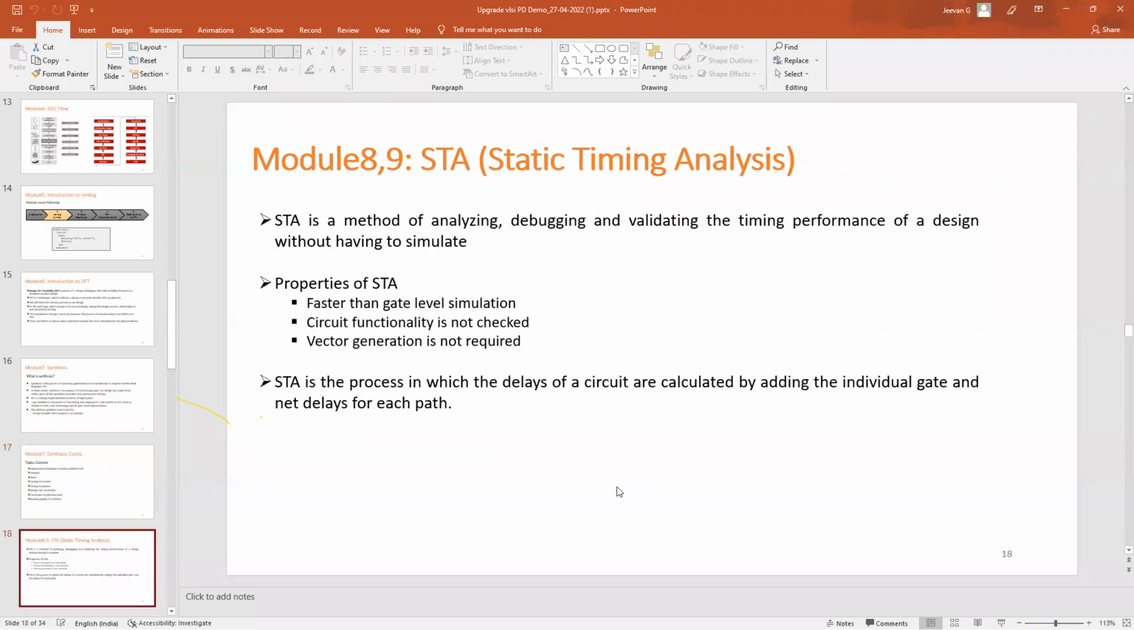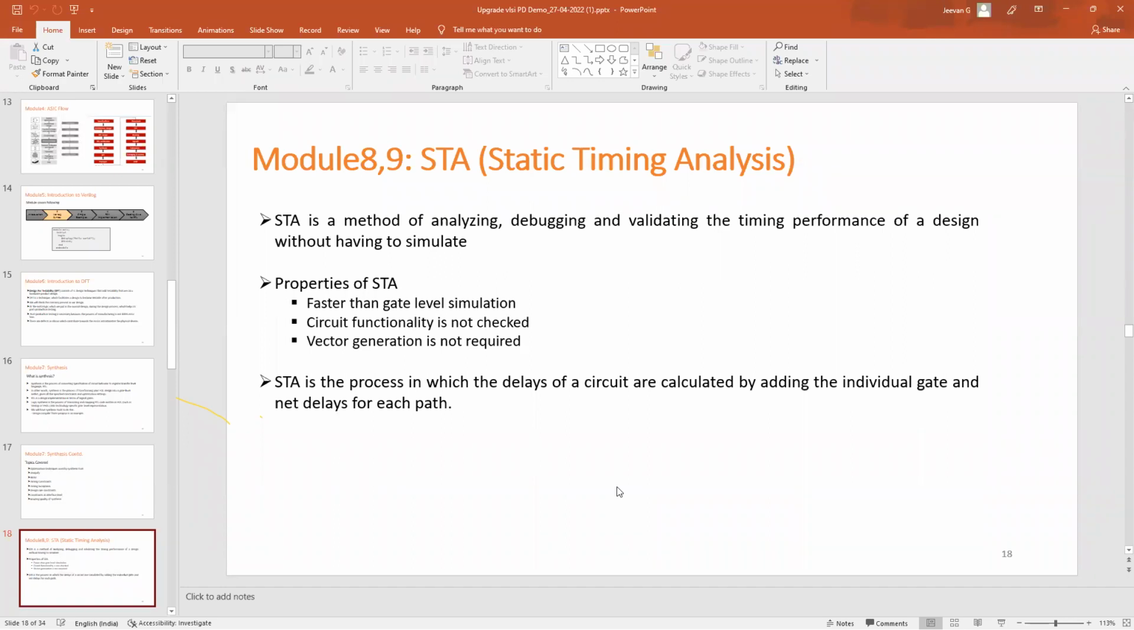As modules 8 and 9, we're going to talk about STA, static timing analysis. What really happens in static timing analysis, and what are the advantages and reasons to use it? Usually as a physical design engineer, you'll have three major challenges: timing, area, and power.